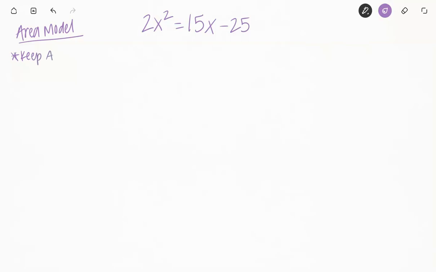So with this, I am going to keep the a value positive whenever we are setting this equal to 0. And that's simply because when the a value is negative, the signs get all mixed up and it doesn't work out as well. So if we were to keep the a value positive here, and we were to subtract the 15x and add the 25, we get our 2x squared minus 15x plus 25 equals 0.